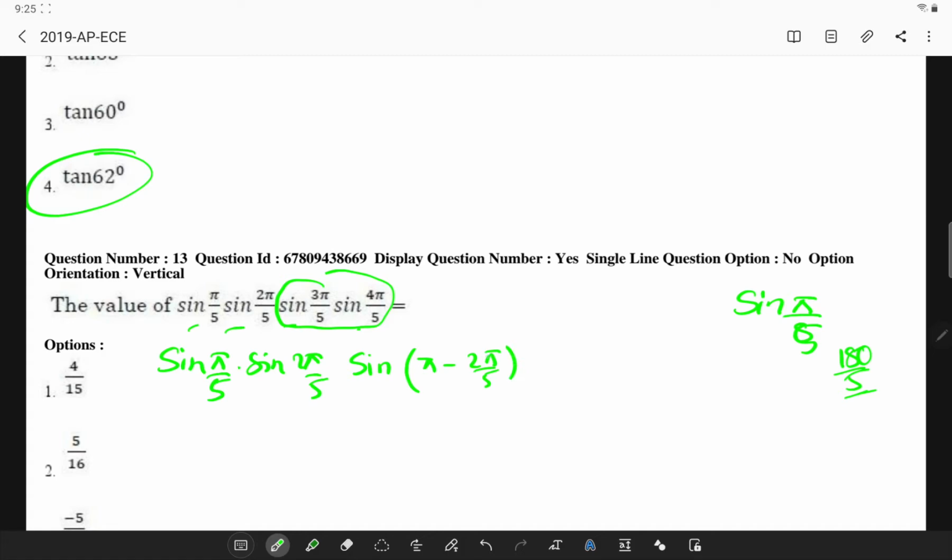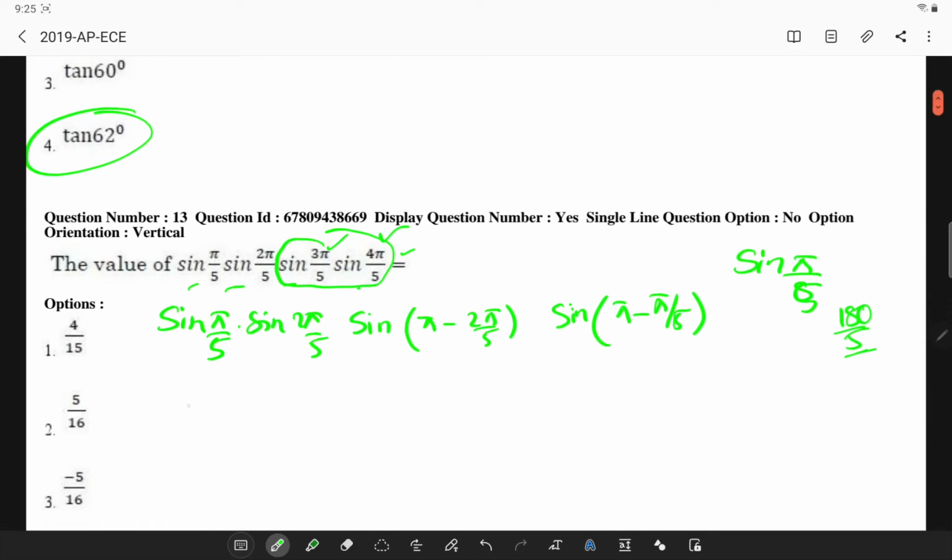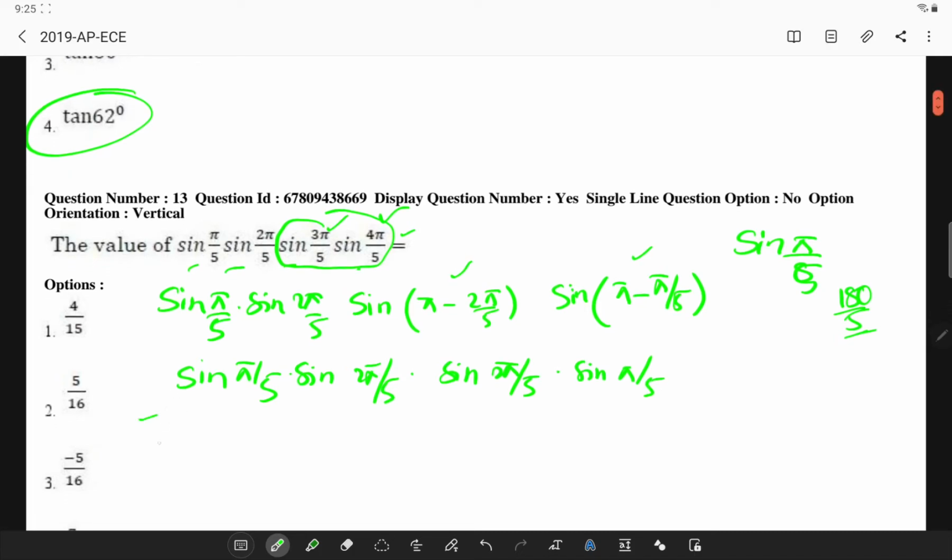So 5 pi minus 2 pi is 3 pi. Similarly, I can write this as sine of pi minus pi by 5, so 5 pi minus pi is 4 pi by 5. So if I see this, sine of 180 minus theta equals sine theta, so I will be getting sine pi by 5 into sine 2 pi by 5 into sine 2 pi by 5 into sine pi by 5. So I will get squares, which is sine square pi by 5 into sine square 2 pi by 5.